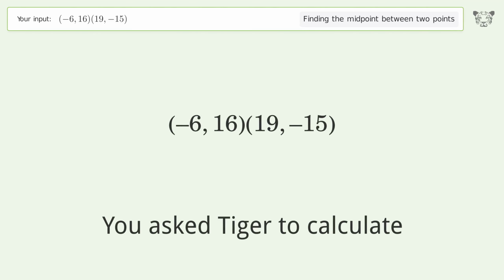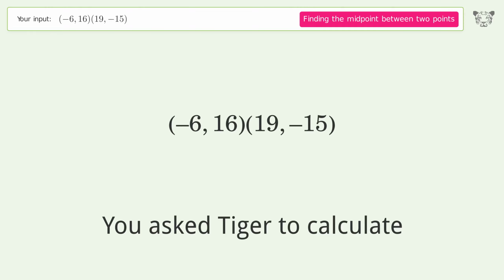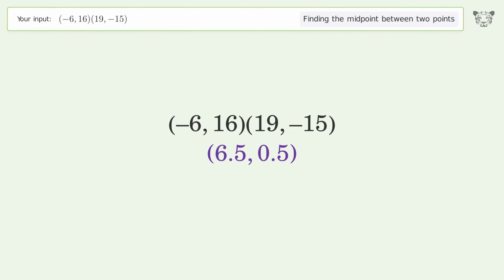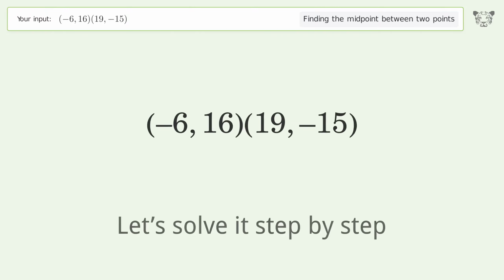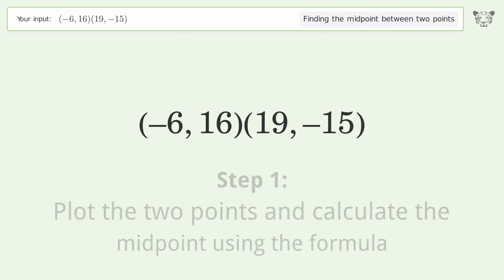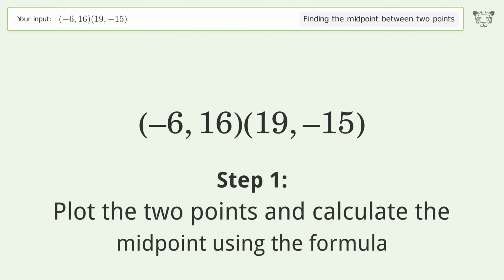You ask Tiger to calculate. This deals with finding the midpoint between 2 points. The midpoint between the 2 points is 6.5, 0.5. Let's solve it step by step. Plot the 2 points and calculate the midpoint using the formula.